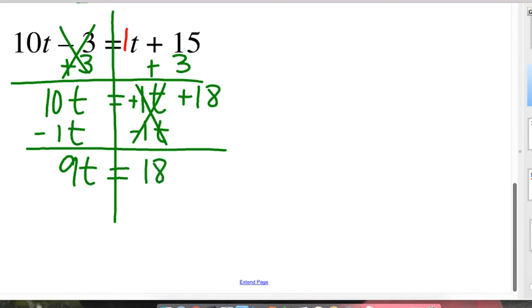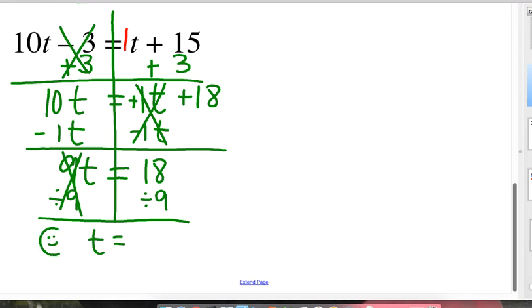Last step, isolate the variable. So instead of 9 times t, you do the opposite and you divide by 9. Bye-bye to those 9s. t is alone, positive, and it's happy. 18 divided by 9 is 2. The value of t is 2.